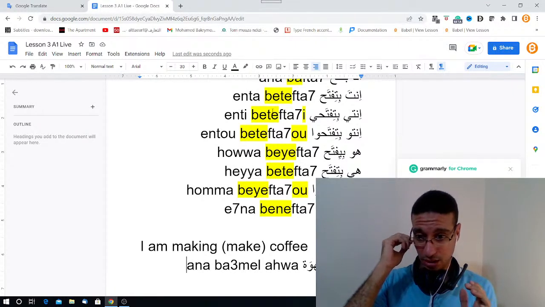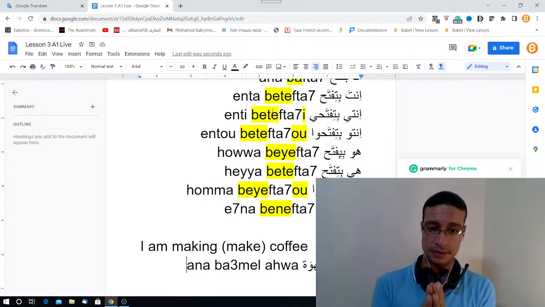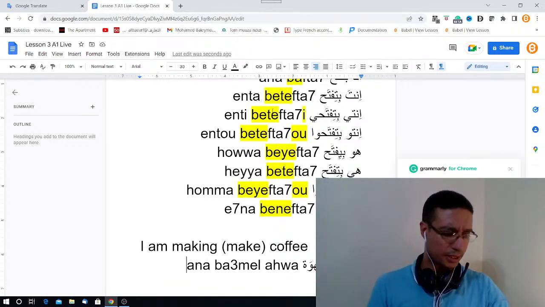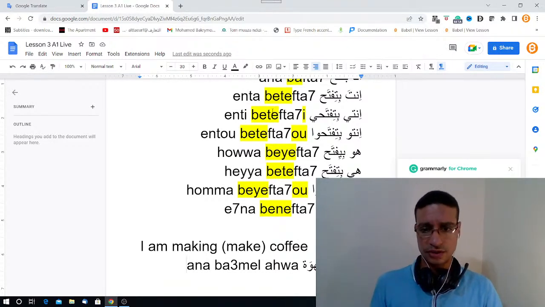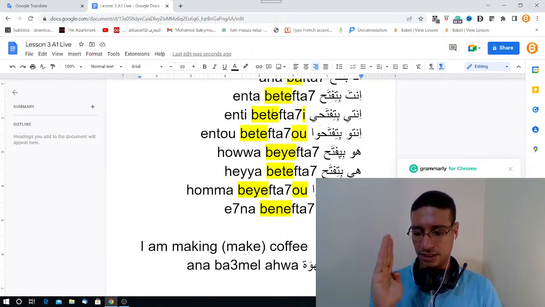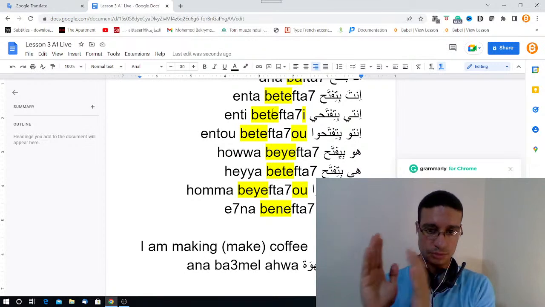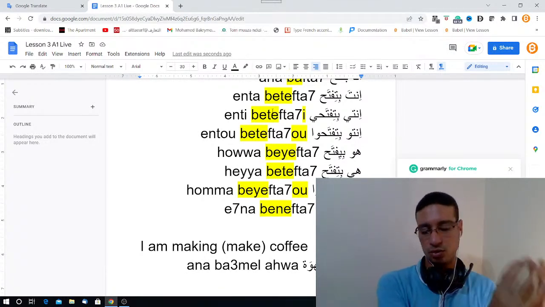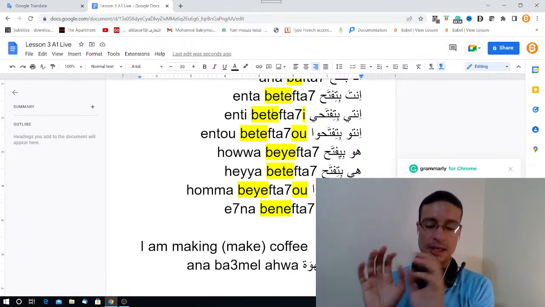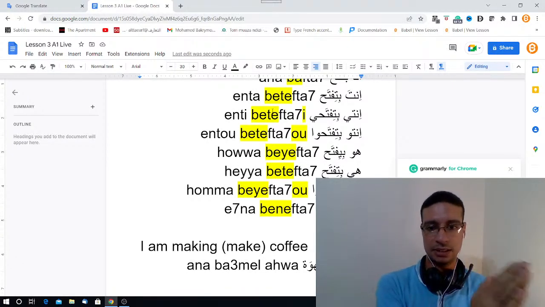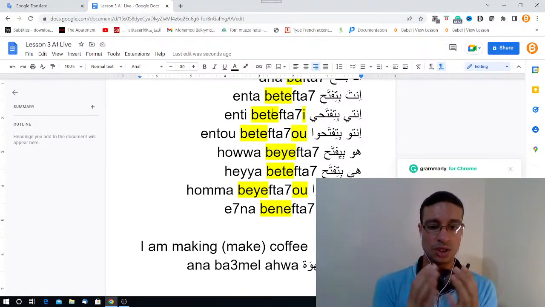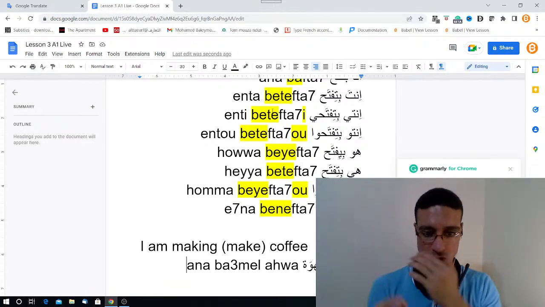This is the sentence structure in Arabic. It's basically like in English. There's no difference. You have the subject pronoun, and then you have the verb, and then you have the object. So أنا بعمل, I'm making or I'm doing what? And then قهوة. أنا بعمل قهوة. I make coffee or I'm making coffee.